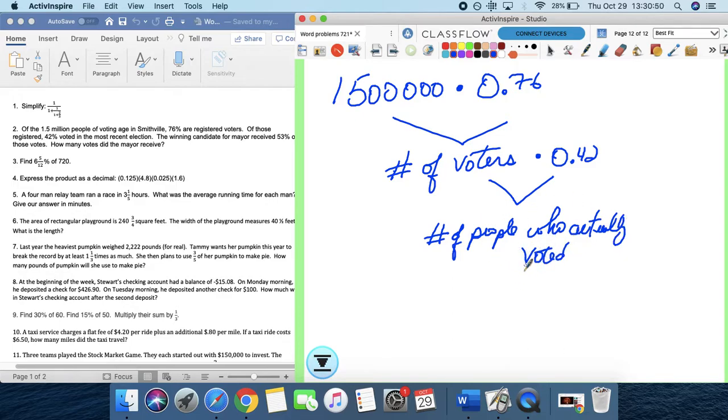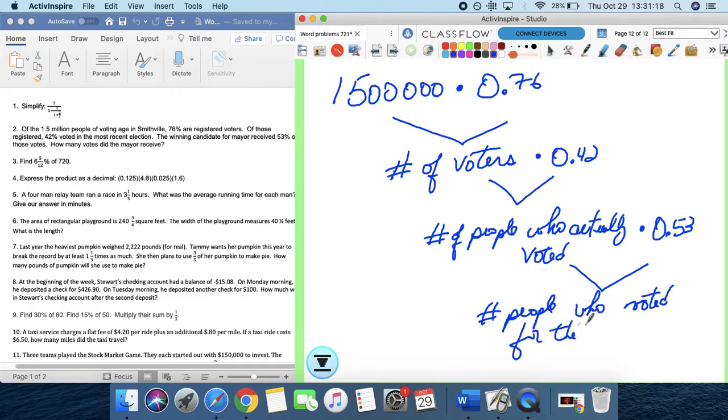Okay, so now I know not everybody voted, so I have the number of people who actually voted. And now, from the people who actually voted, 53% of them voted for the winning mayor. So from this group that actually voted, multiply that by 0.53, and we can find out the number of people who voted for the winning mayor, which is what we wanted to find anyway.